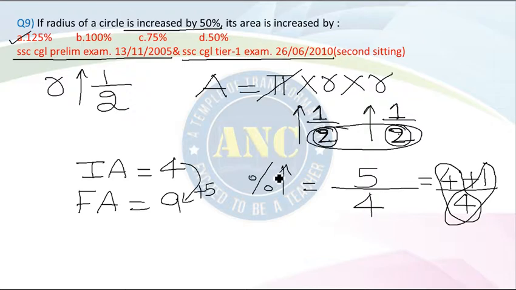Now initial is 4. Finally it is from 2 there is an increase of 1. That means radius becomes 3. Here also this r is from 2 there is an increase of 1. Radius becomes 3. So 3 into 3 is 9. 4 is becoming 9. There is an increase of 5. Increase value is written in the numerator and initial value is written in the denominator. Beautiful, sir. This method is very beautiful.